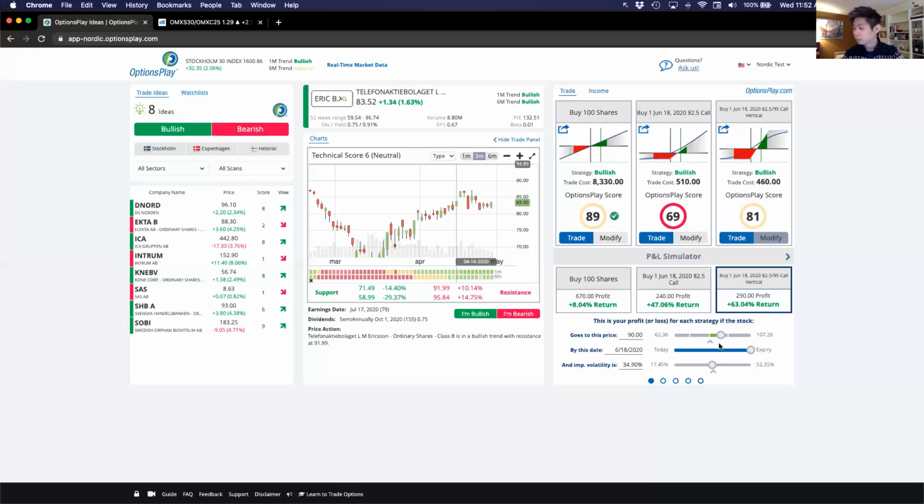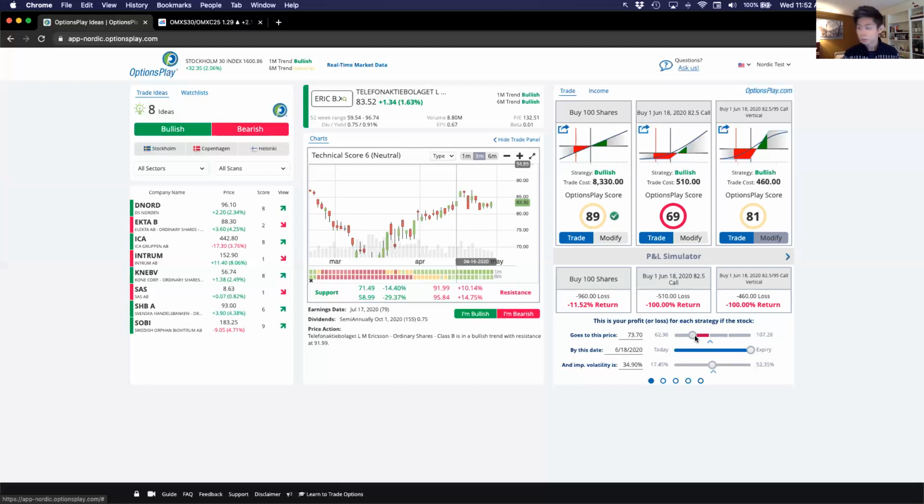And more importantly, if I'm wrong, if let's say Ericsson B crashes, let's say 5G doesn't come off the ground, or maybe it gets delayed because there's a second wave of coronavirus. And that's always a risk when we're investing, right? We always want to think about what is the downside? What if we're wrong? And that's really where options, in my opinion, come into play.